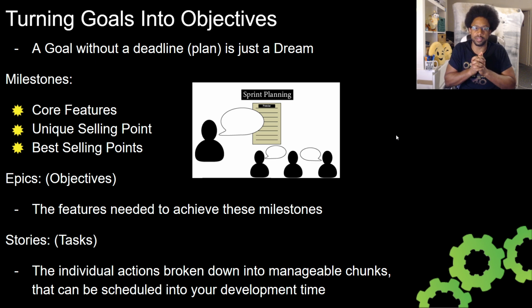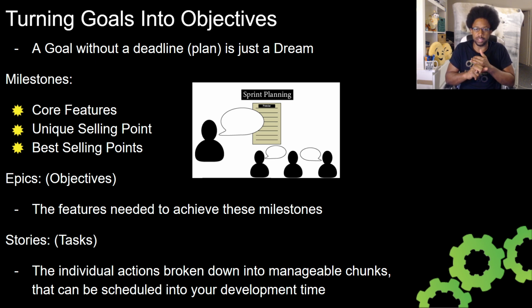Turning goals into objectives. A goal without a deadline is just a dream, essentially. You need to identify clear aspects of your goal, and we're going to talk about the SMART approach to doing that. But with games development, your goal is usually something very grand, and you usually have more than one. So in this case, I refer to them as milestones. They are the main stages of development that let you know how far along in a project you are.